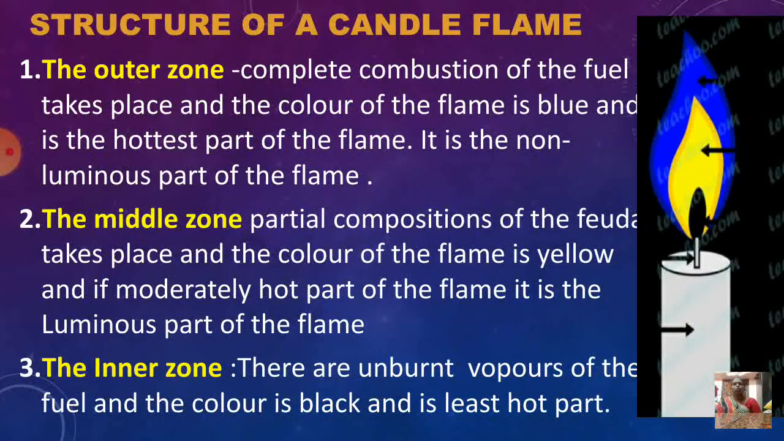Children, next we are going to discuss the structure of a candle flame. Look at the picture, children. A candle flame has three main zones: the outer zone, middle zone and inner zone. First we are going to see the outer zone. It is the outermost part of the flame.